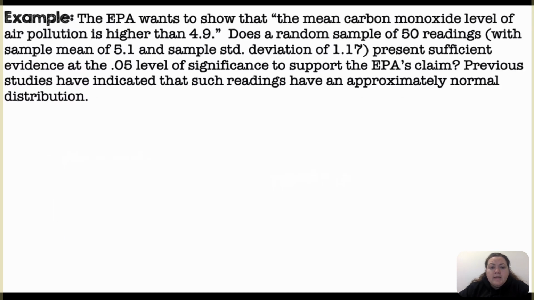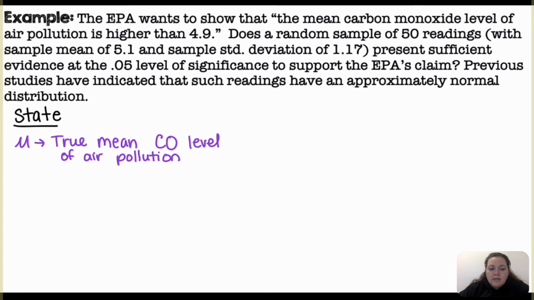All right. The EPA wants to show that the mean carbon monoxide level of air pollution is higher than 4.9. Does a random sample of 50 readings with a sample mean of 5.1 and a sample standard deviation of 1.17 present sufficient evidence at the 0.05 level of significance to support the EPA's claim? Previous studies have indicated that such readings have an approximately normal distribution.